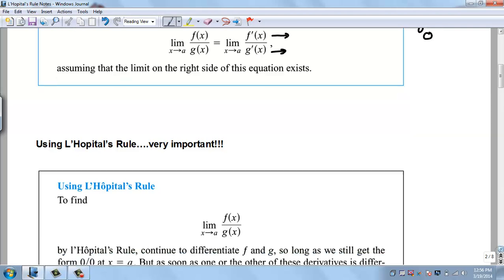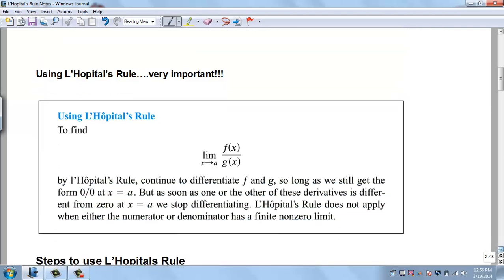Now here's something that is very important using L'Hopital's rule. Here I have the limit as x approaches a of f of x over g of x. By using L'Hopital's rule, continue to differentiate f and g so long as we still get the form 0 over 0. So you can keep doing this as long as you keep getting 0 over 0. Once one of these changes and you come up with a number, you have to stop.